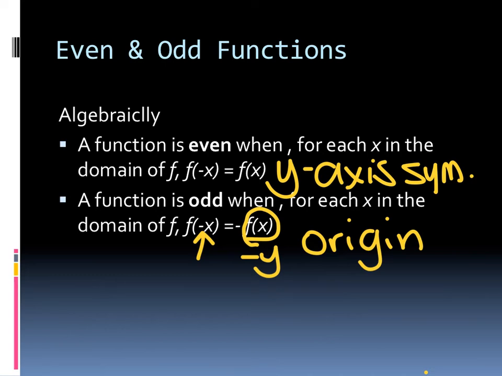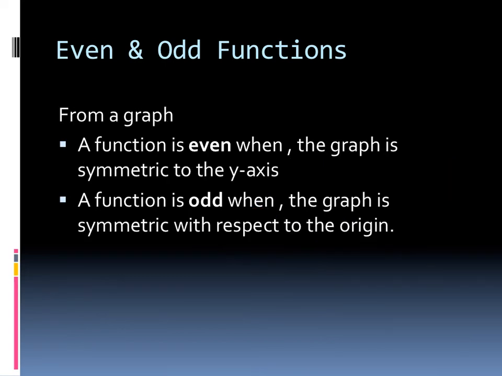All right, then from a graph, it's even if it's symmetric to the y-axis, which we just talked about. And if it's odd, then it's symmetric with respect to the origin. So the test is kind of different for algebraic. You don't have to change the x and the y. You just have to see if it changes the sign, but you could do it the same way. But from the graph, it's the same.